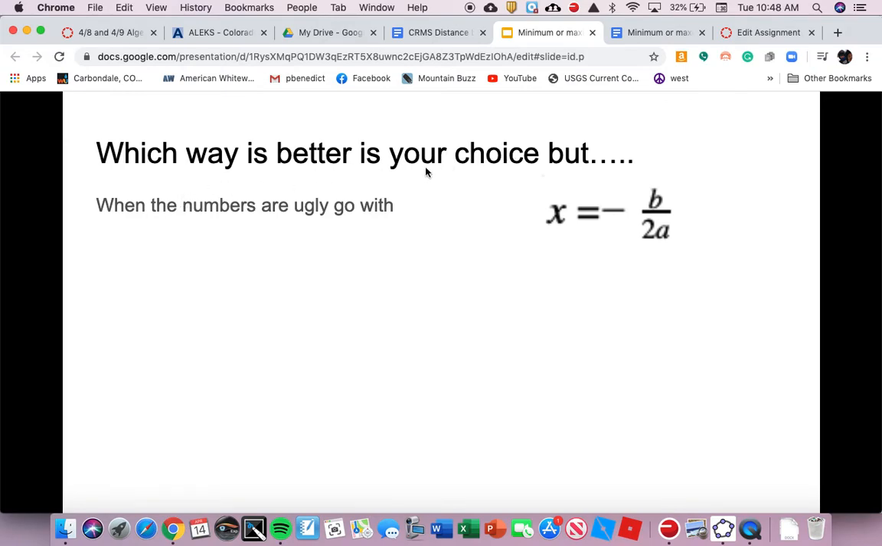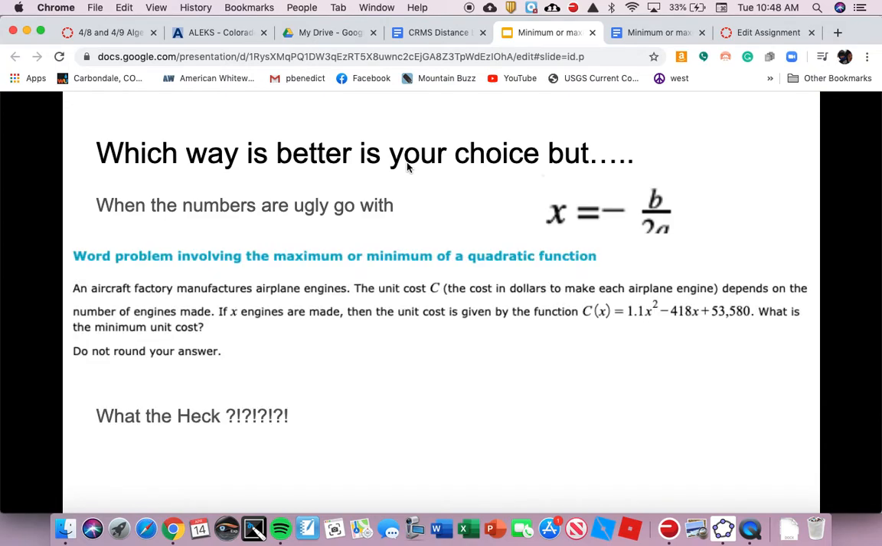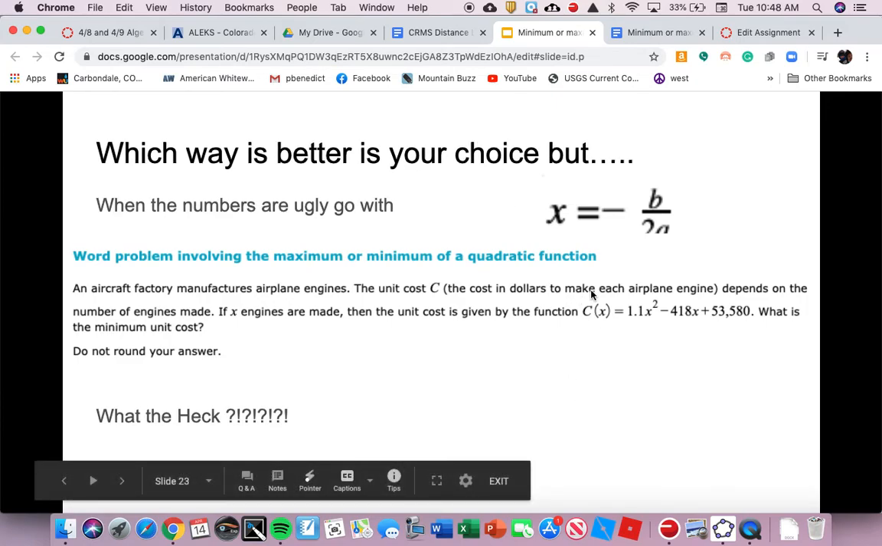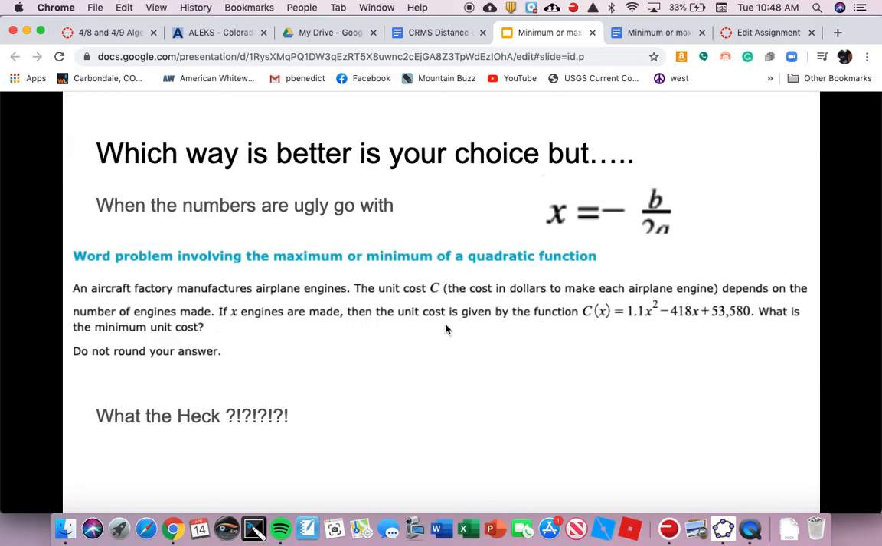Which way is better is your choice, but when the numbers are ugly, go with x equals negative b over 2a. Here's a word problem that's similar to ones you're going to have in the homework. An aircraft factory manufactures airplane engines. The unit cost in dollars to make each airplane engine depends on the number of engines made. If x engines are made, then the unit cost is given by the function C of x equals 1.1x squared minus 418x plus 53,580. What is the minimum unit cost? Do not round your answer.